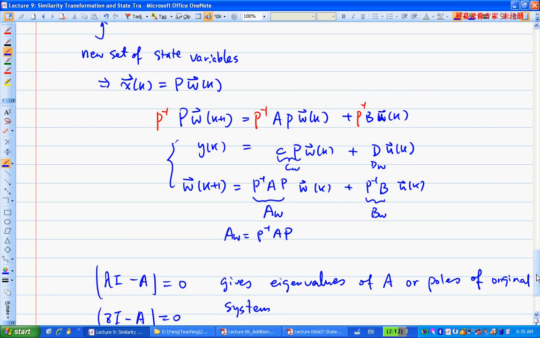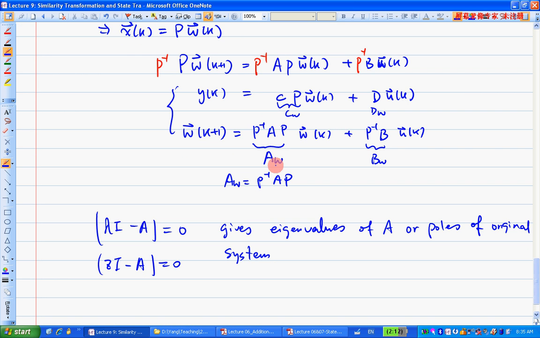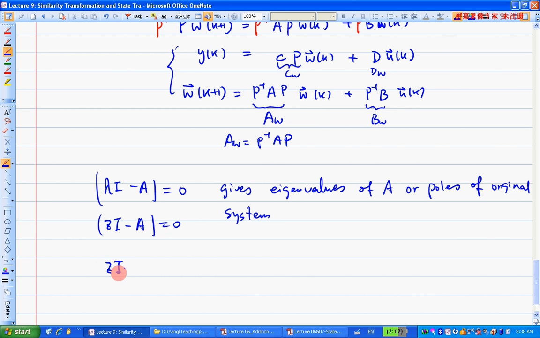But now you have the transformation, which is AW. Then technically speaking, if this state space model describes the same thing as the previous one, then the eigenvalues or the poles of this system should be the same as this guy here. Does that make sense? So basically, zI minus AW equal to 0 should produce the same eigenvalues as this one.